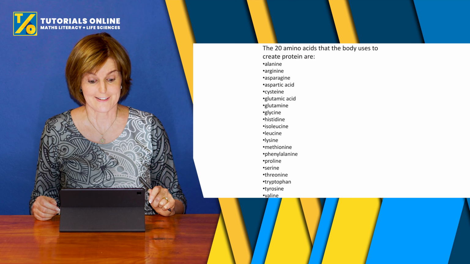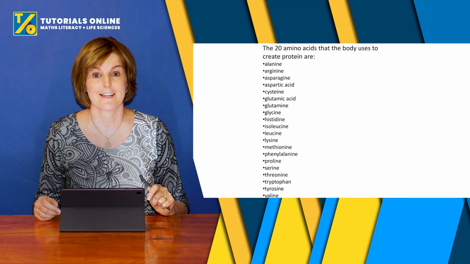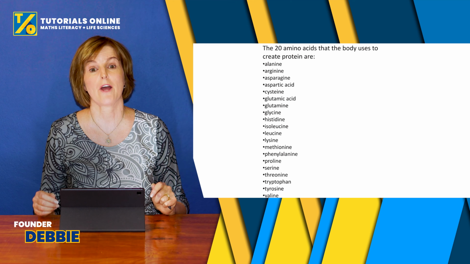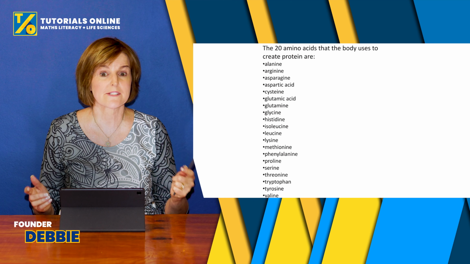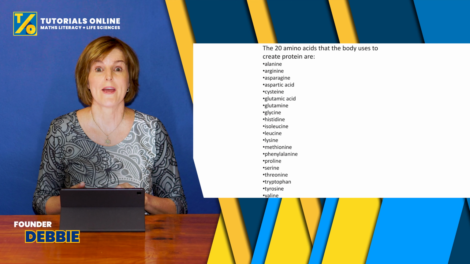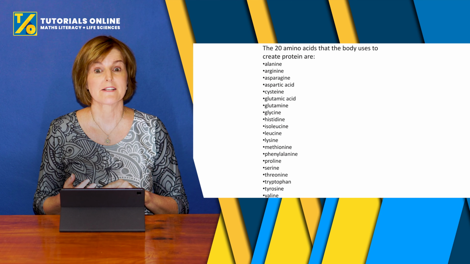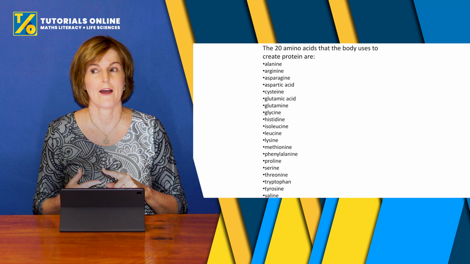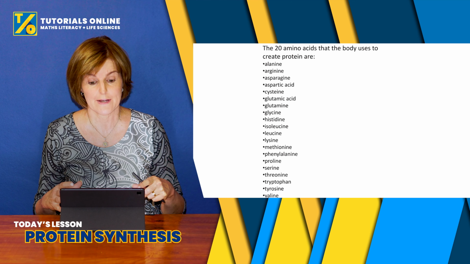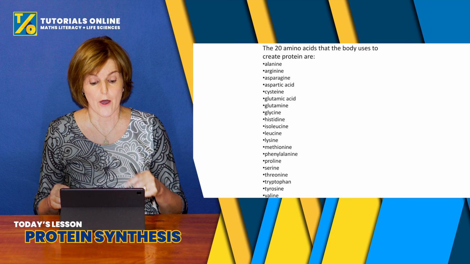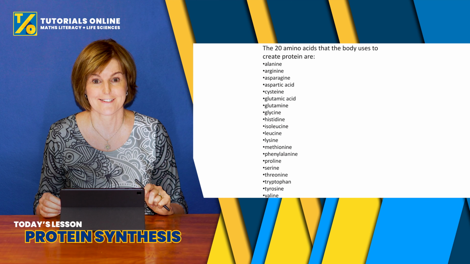If you look on the screen, there are 20 amino acids listed there, and those are the amino acids that our bodies use to make proteins. And if you think about all the types of proteins in our bodies, we have hair, muscles, nails, hormones, enzymes. Those are all different types of proteins, and they only use these 20 amino acids.